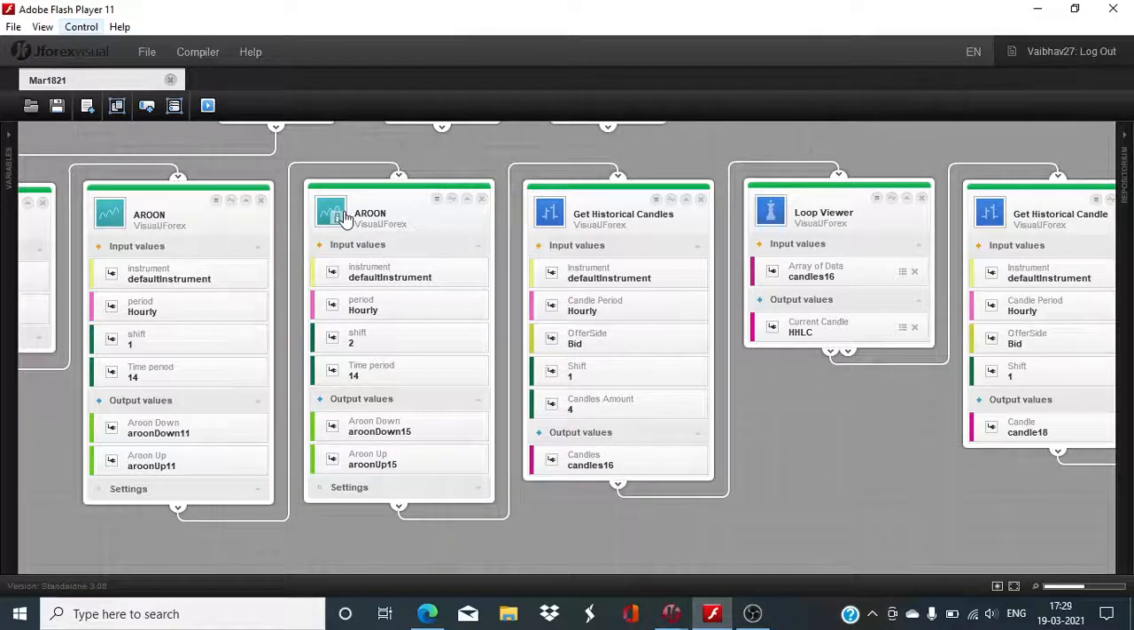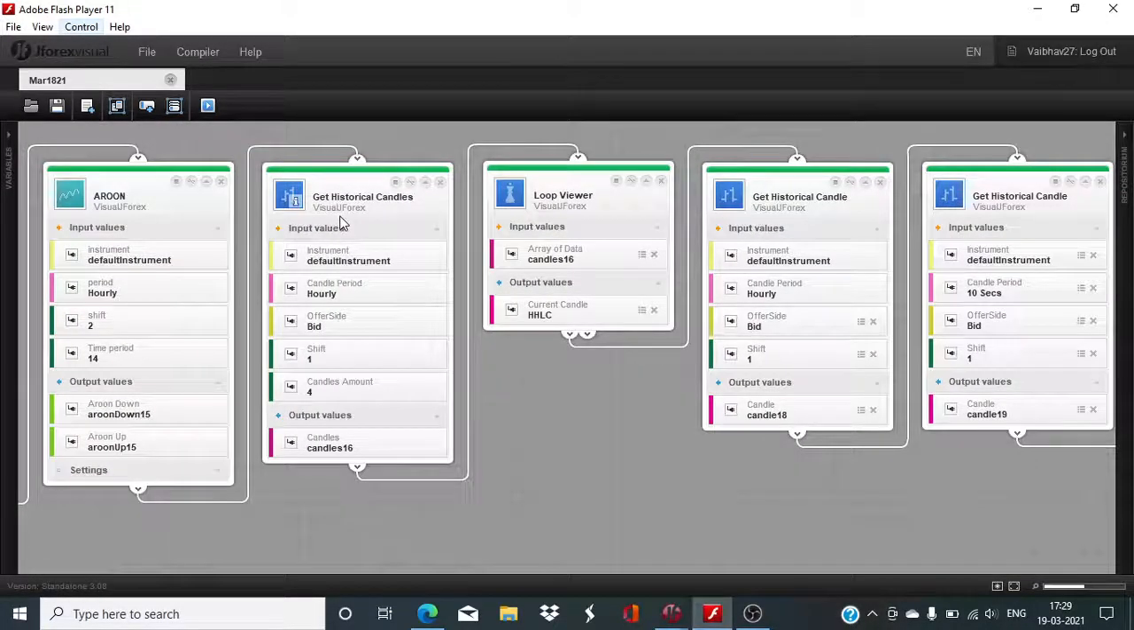Then there are Aroon blocks to look at the momentum as well as the strength of that momentum. So in this indicator, we get both the direction of the trend as well as the strength of the trend, and we will be doing the comparison between these two values of the hourly Aroon indicator with look back period of 1 and 2 respectively.